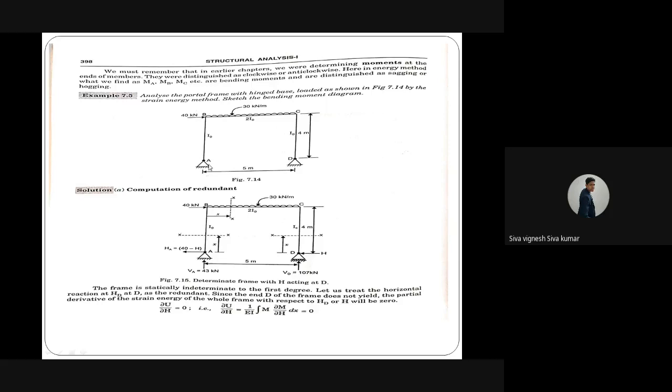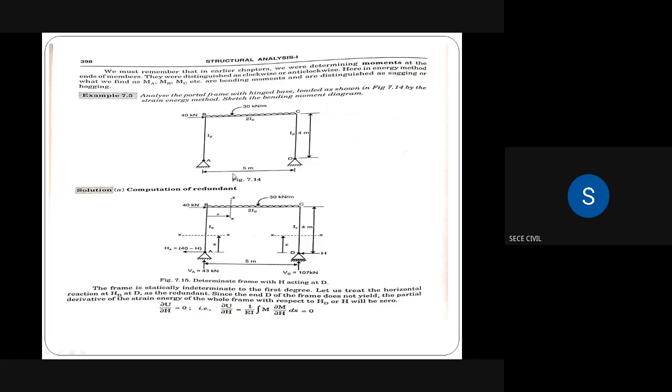Two reactions, sir: vertical reaction and horizontal reaction. Similarly, support D is also a hinged support, so a vertical reaction and a horizontal reaction will act at that support. So totally 4 reactions are acting in this problem, and the equilibrium equations are 3. So 4 minus 3 is 1. The static indeterminacy of the given problem is 1.